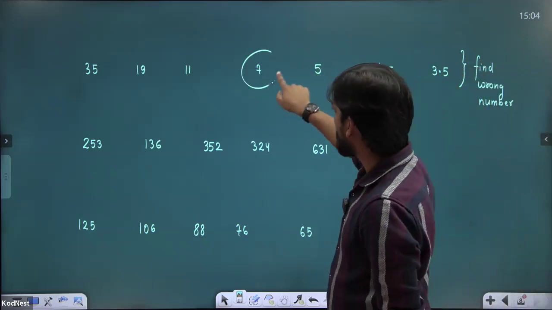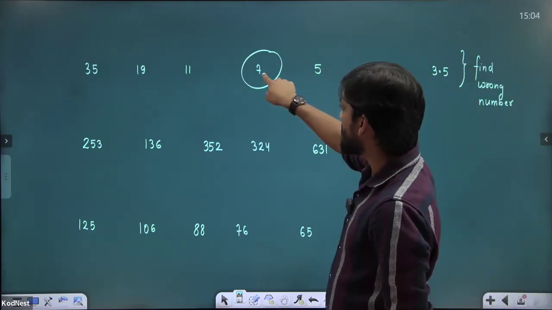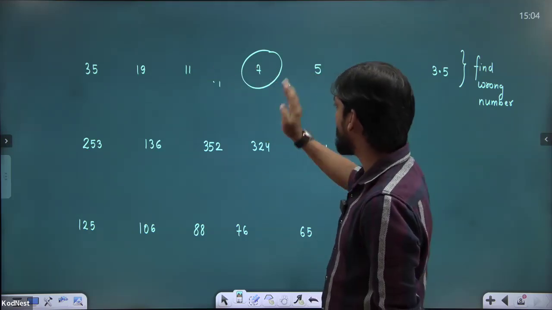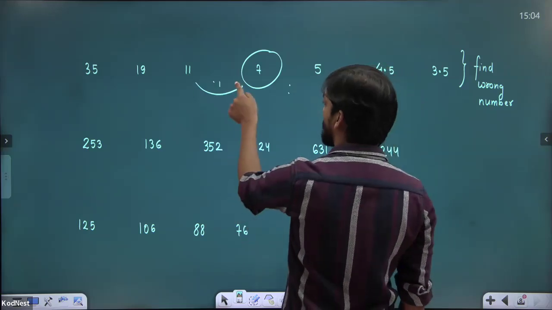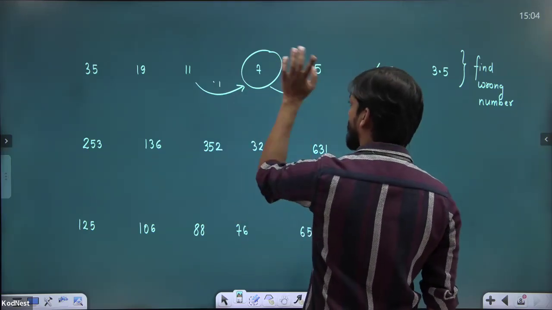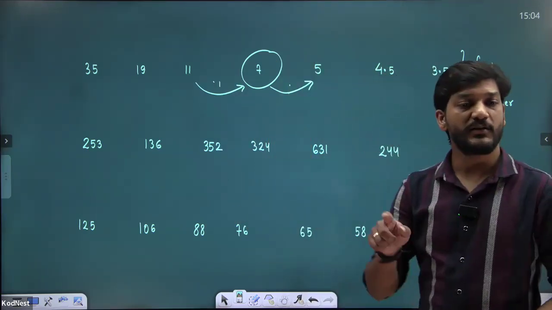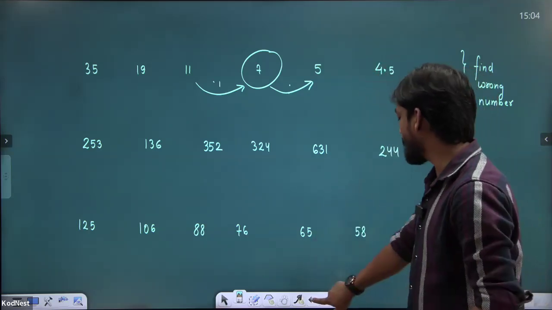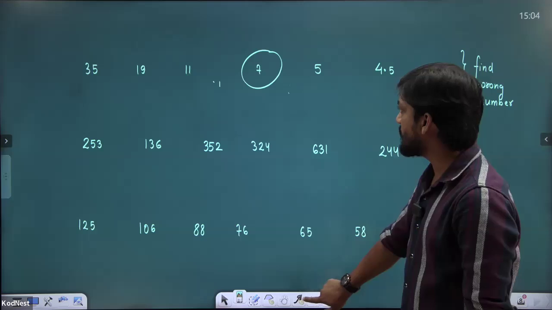Suppose this number is the wrong number in the series. So this wrong number will disturb the pattern on the left side and the right side. So this part will be disturbed. This part, if it is wrong number. So try to see around which number the disturbance is present. Try to observe that. That number will be the right answer.